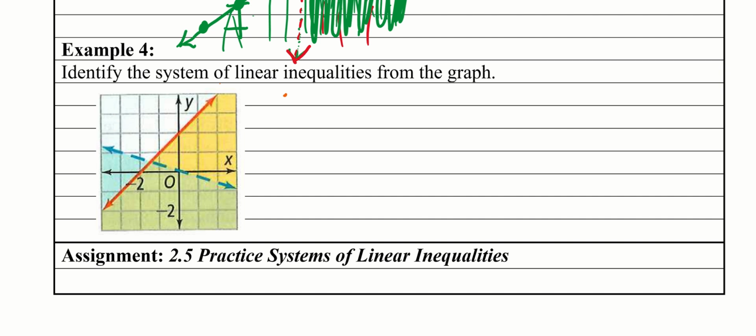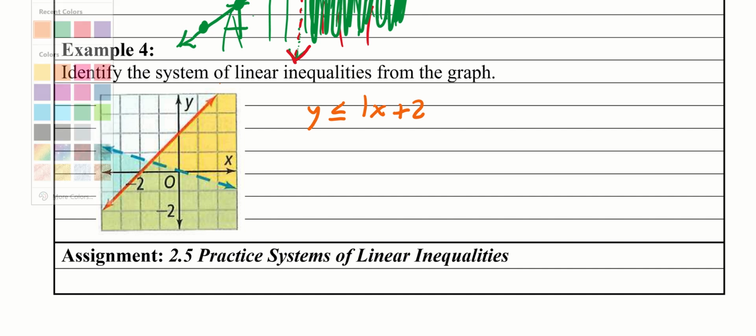So the orange line, it looks like it has a y-intercept of positive 2, so I know it would be something with plus 2. Looks like it has a slope of 1, so that would be 1x. I know I have y in here. It is a solid line, so it would be or equal to, and everything below it is shaded. So this would be y is less than or equal to 1x plus 2. That would be how I write the inequality for that first one.